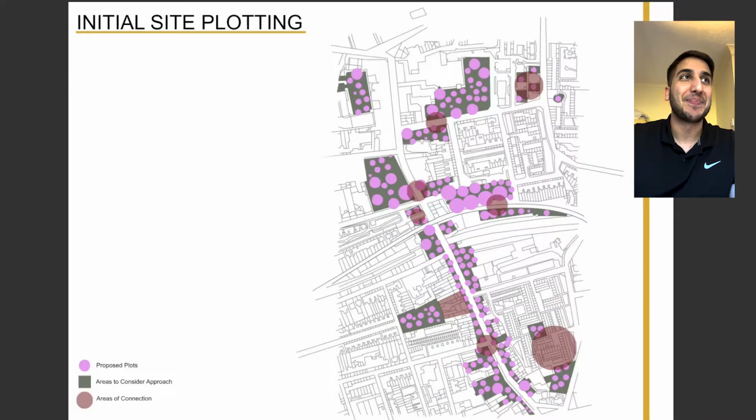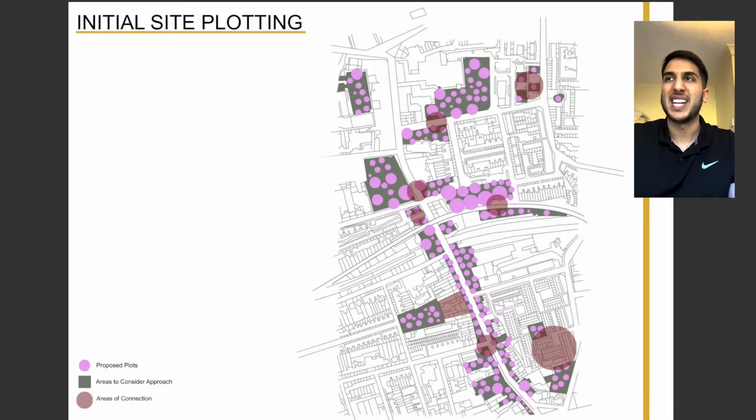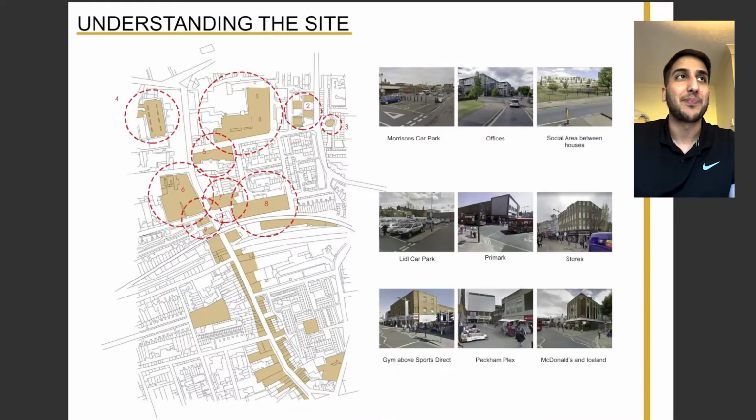So yeah, initial site plotting, identifying areas of the proposed plots, the areas to consider my approach, and areas of connection, where those two areas come together. Is there some sort of web, a network that I can work from?